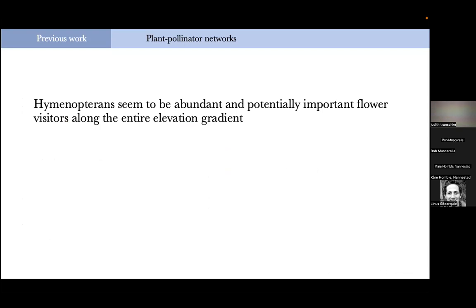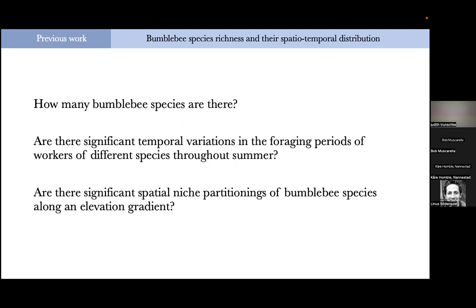So this is our summary. But this was summarizing or lumping together all Hymenopterans and bumblebee species. We know there are more than 20 species occurring on this mountain. So we were asking, how many can we find commonly? What are the dominant species? How many? And how do they find their ecological niches? How can they co-occur?